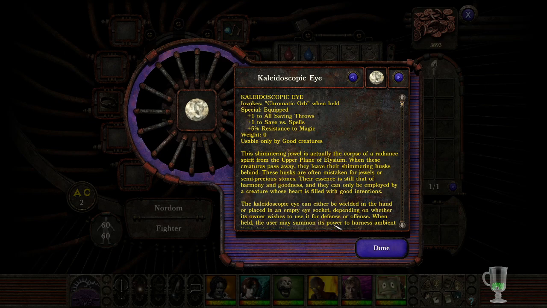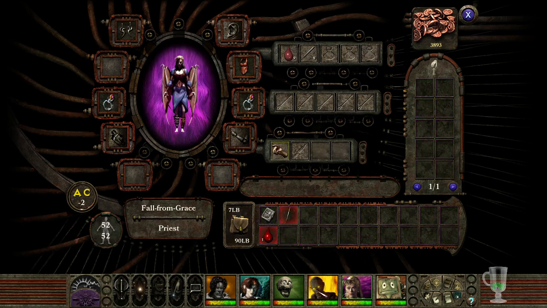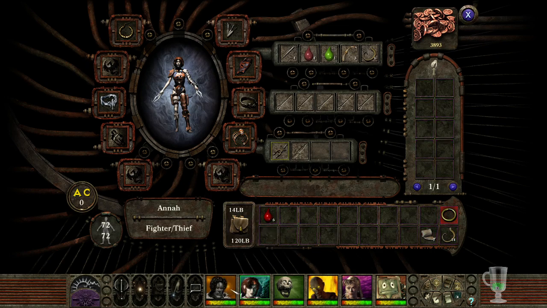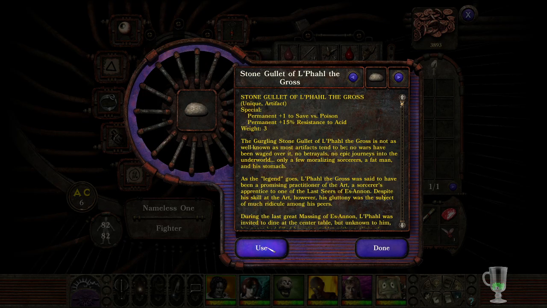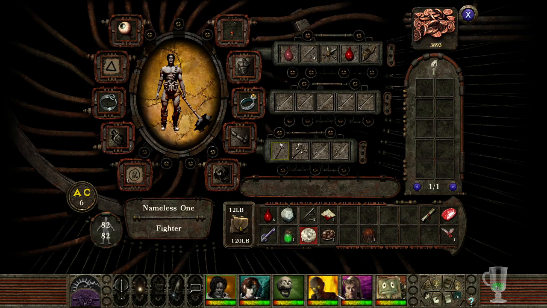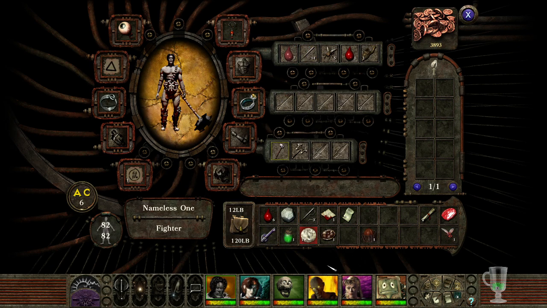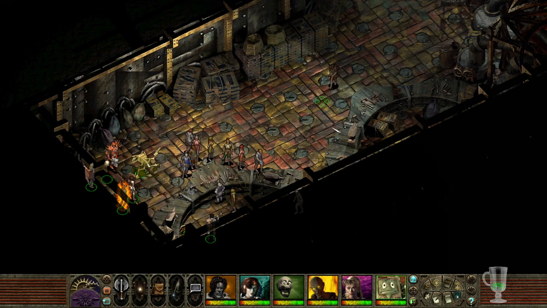Invokes chromatic orb when held, special equipped, plus one to saving throws, blah blah blah. Good characters. You're not good. You're not good. Fuck. Okay. I'm gonna have my character do it. Why wouldn't I? Now I have a stone stomach. Cool. Coolioso. By your command.